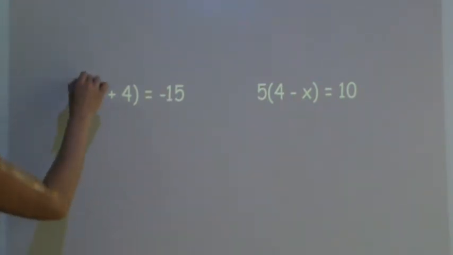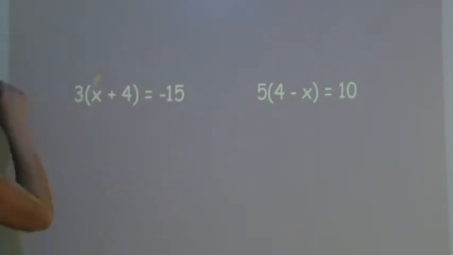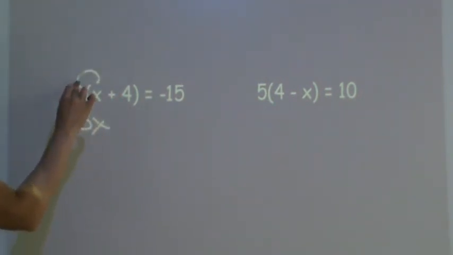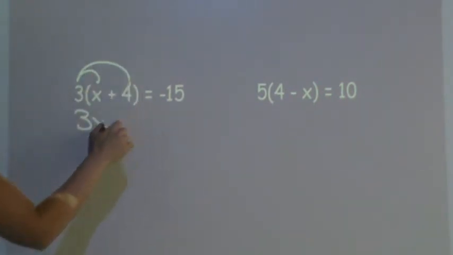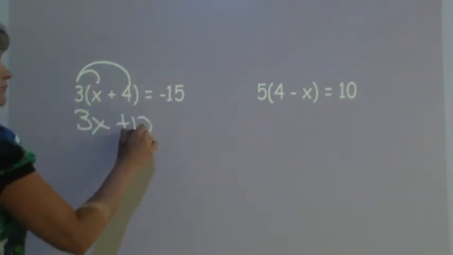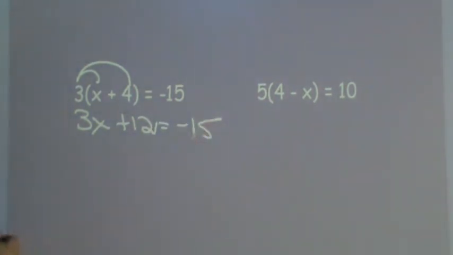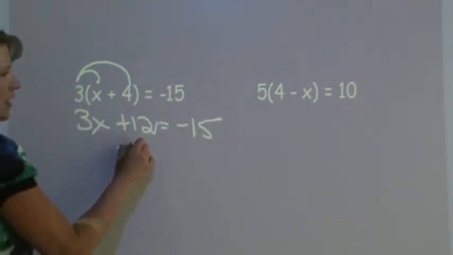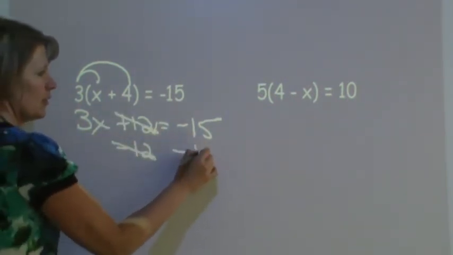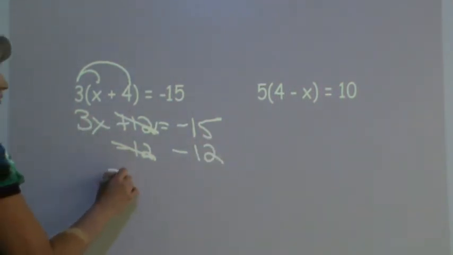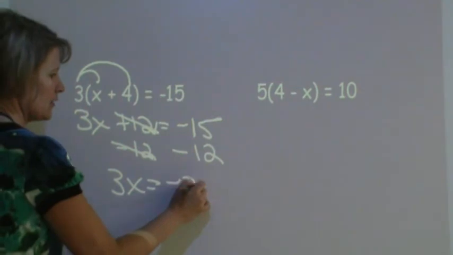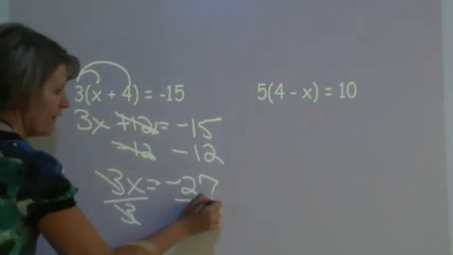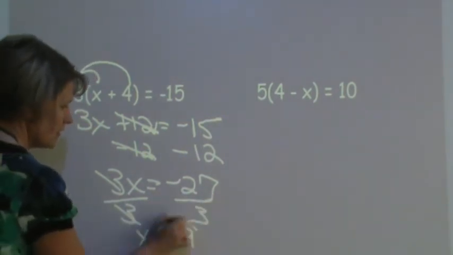Okay, so what we do is distribute to get rid of the parentheses. 3 times x is 3x. Remember, you also have to take the number on the outside times the second number to be able to drop these parentheses. 3 times 4 is 12. Okay, my x's are together. Let's get these numbers together as they are like terms. If it's a positive 12, I subtract 12. Whatever I do to one side, I do to the other. This leaves me with 3x on this side. This gets me negative 27. Last step, divide both sides by 3, and x equals negative 9.